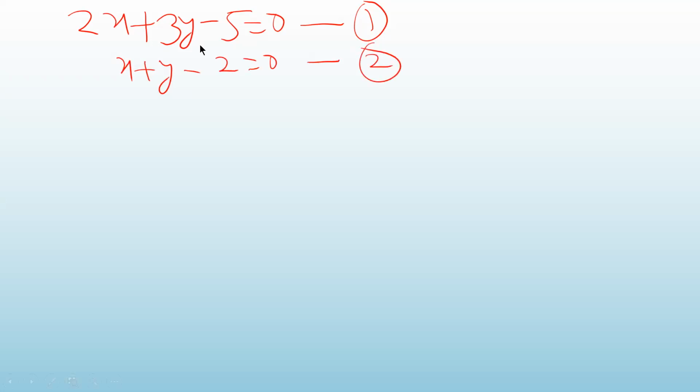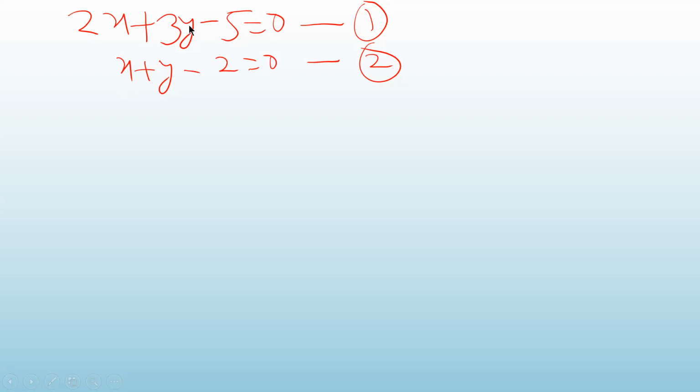I have to solve them simultaneously, meaning I have to find the values of x and y which satisfy both the equations. Now, the method to solve the simultaneous equation. Listen carefully. You have to make the coefficient of x or coefficient of y same in both the equations. Coefficient meaning what? The number which is attached with the variable x. For example, here with x, what is the number attached? 2.